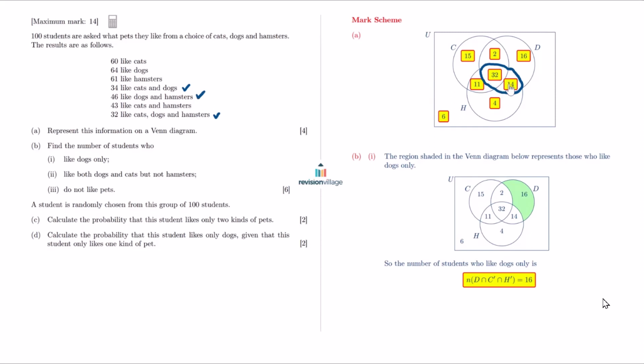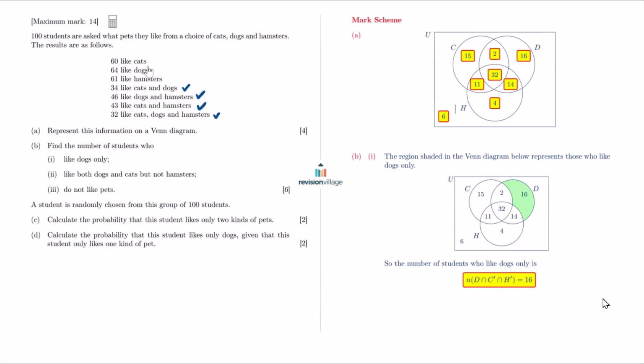Similar process for the 43 who like cats and hamsters. So let's just talk that through. Cats and hamsters is this region here. We already had 32. The 2 numbers need to add up to 43. So that's where this 11 comes from. 11 plus 32 is equal to 43. Okay, so all of the regions now that involve liking multiple animals, either 2 or this middle 3 here, are now complete. Let's now work through the information of people that like only one type of animal.